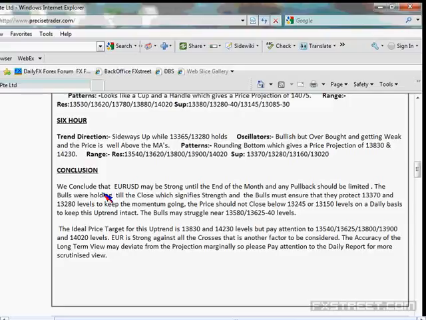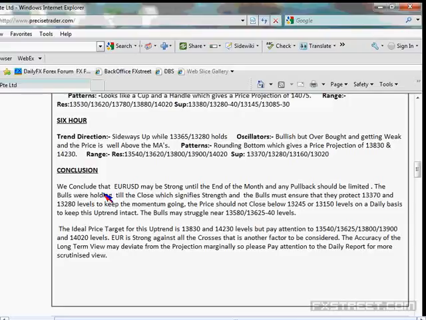And the ideal price target for this uptrend is 138.30 and 142.30 levels. But pay attention to 135.40, 136.25, 138, 139 and 140.20 levels. These are the levels which we are telling you to pay attention to. So the euro is strong against all the crosses, and another factor to be considered: accuracy of the long term may deviate.